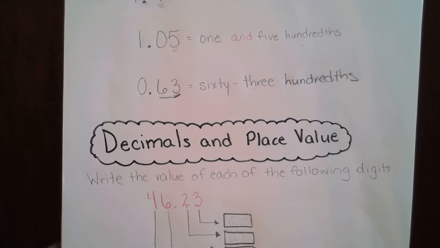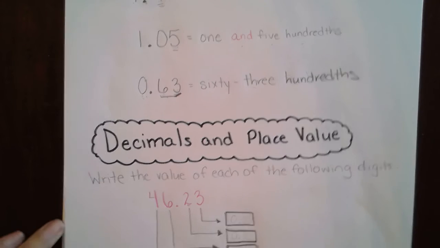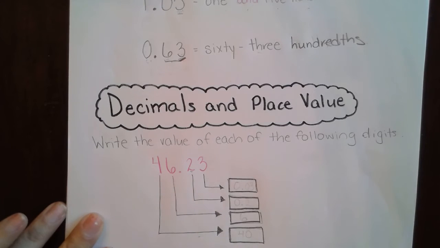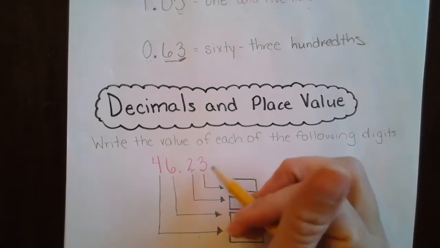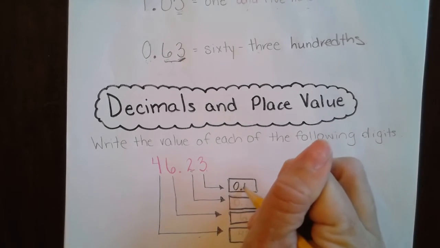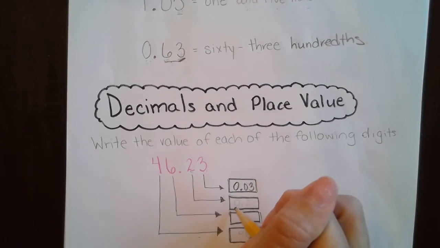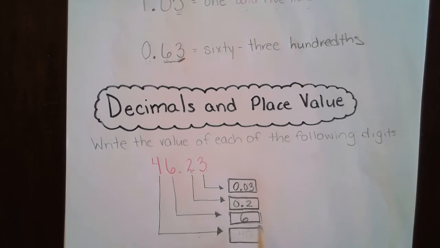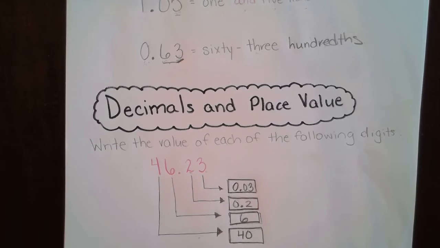And here we talk about decimals and place value. Place value, of course, means the value of a digit based on its place in the number. If we take this decimal here, 46.23, 46 and 23 hundredths, and we want to talk about what the value of each of the digits is, we start with the digit 3. The digit 3 is in the hundredths place, so that value is 3 hundredths. The digit 2 is in the tenths place, so the value of the 2 is 2 tenths. The digit 6 is just 6 ones, or 6. And the 4 is in the tens place, which is the same as 40.